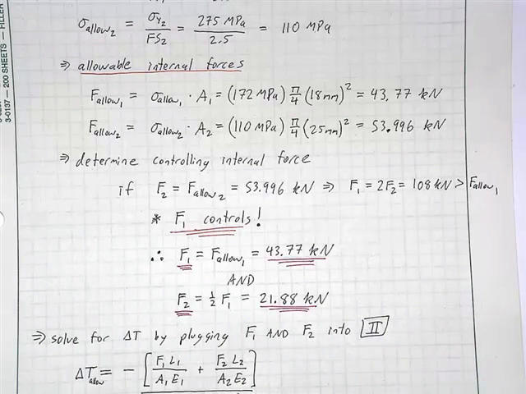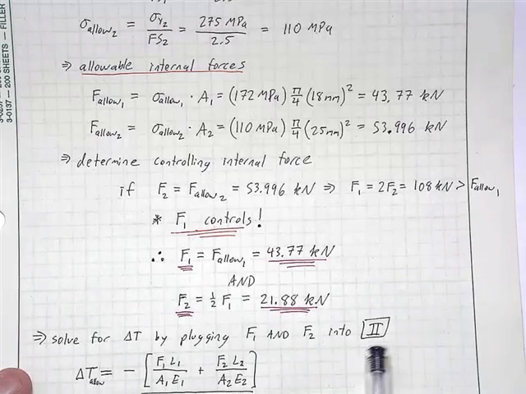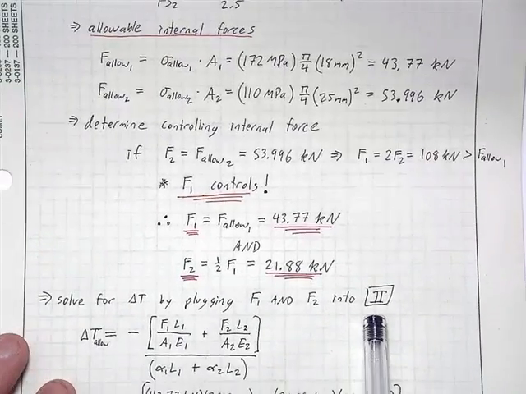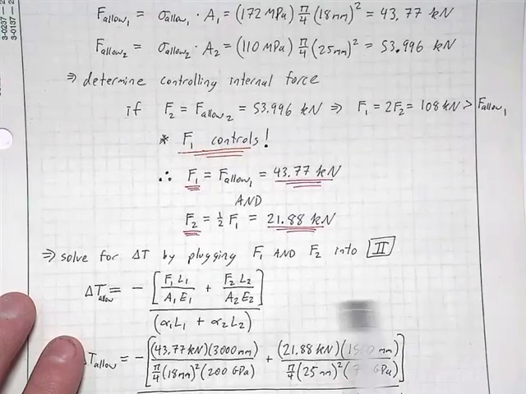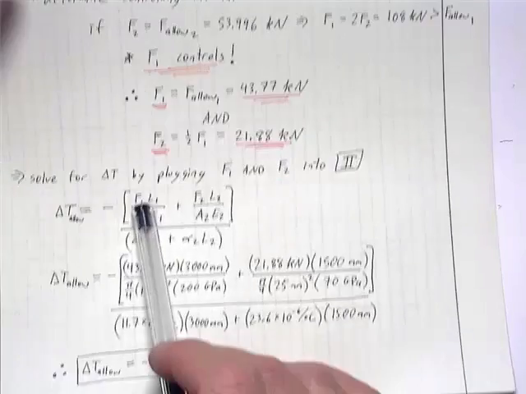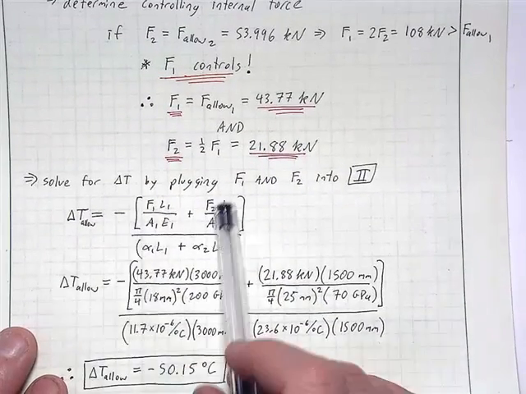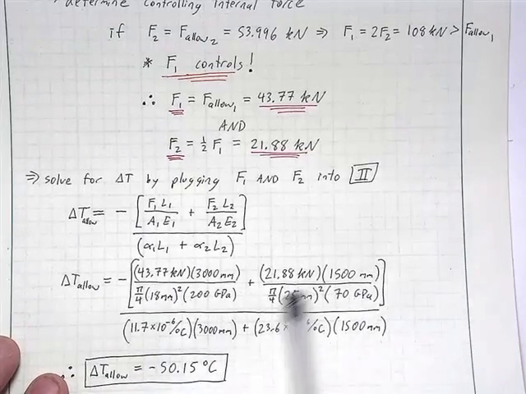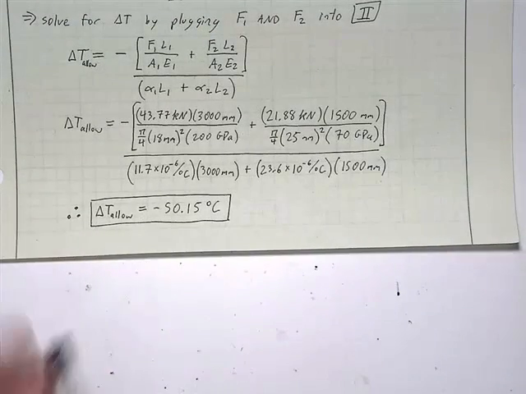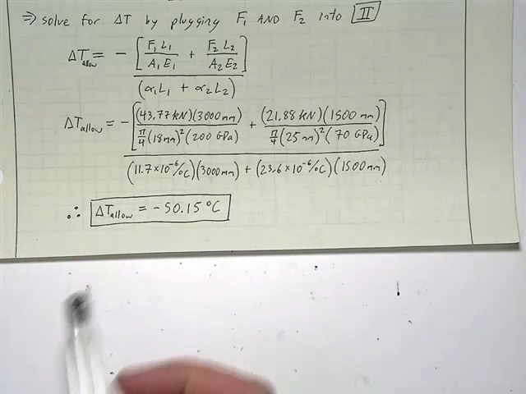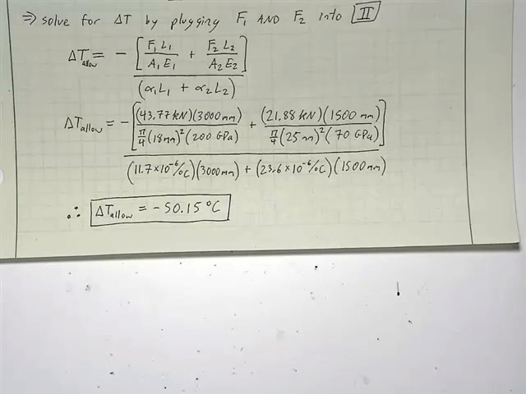We just calculated them. So at this point, then we do take our compatibility equation 2 and solve for delta T, where now we know what F1 and F2 are. So here I've just solved for delta T from our compatibility equation. Plugging everything in, we find that the maximum decrease in temperature that's allowed is 50.15 degrees Celsius. Okay.